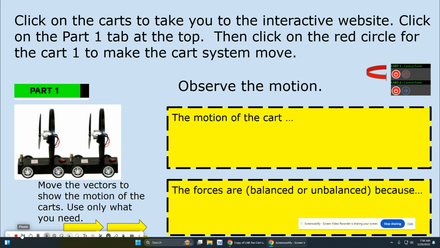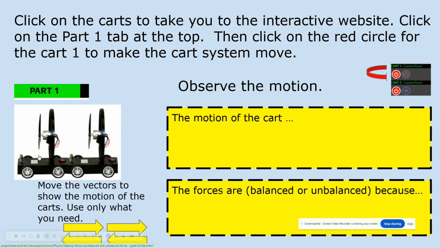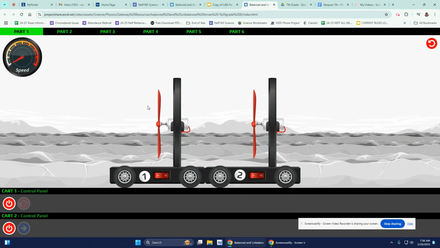So when you look at your assignment today, you're going to see it says click on the carts. These are the little carts here to take you to the interactive website. Click on the Part 1 tab at the top. Those tabs here at the top. Then click on the red circle for the cart to make the cart system move. So you're clicking on the carts to take you here.